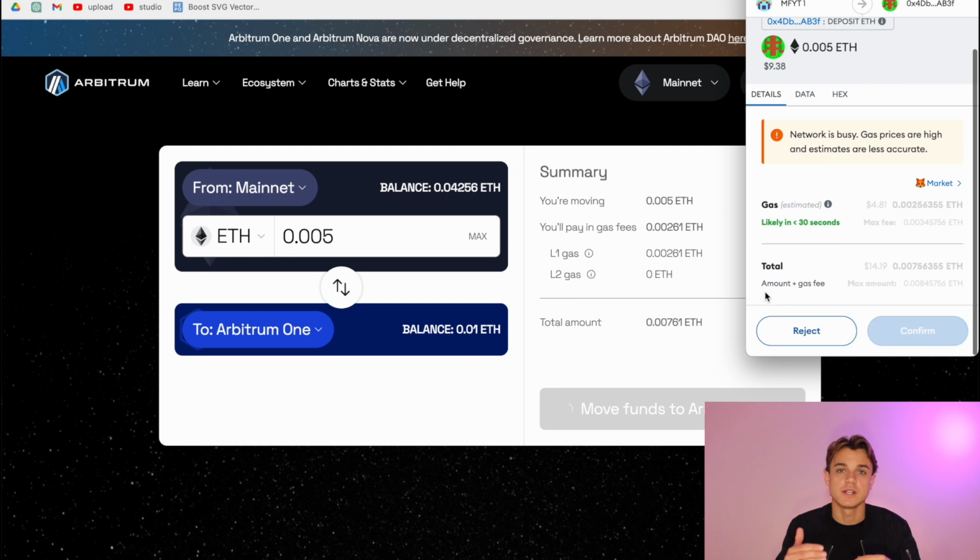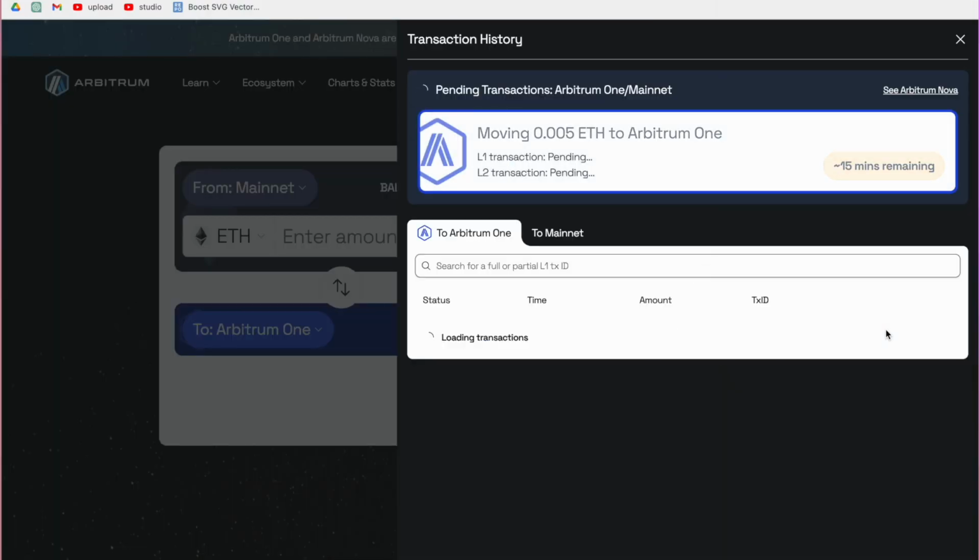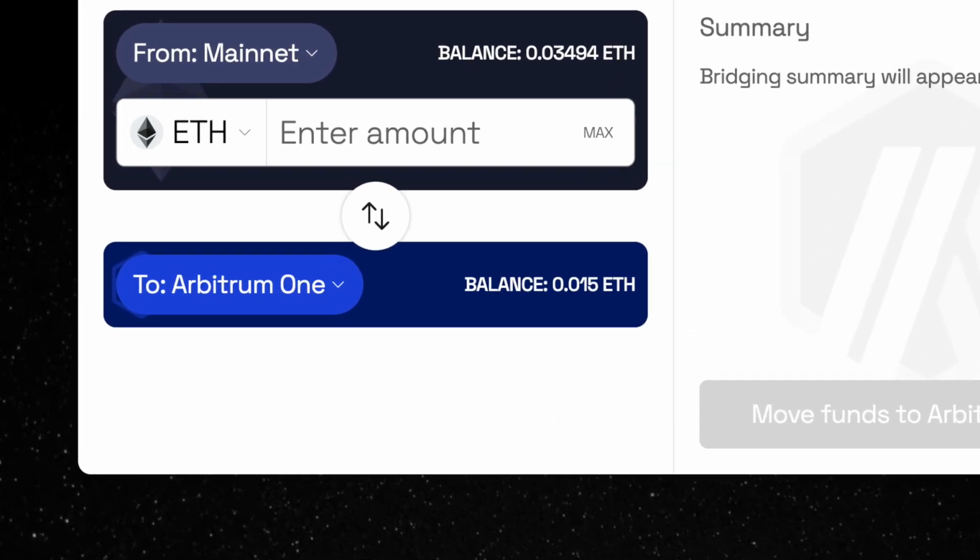We'll confirm this transaction in our Ethereum wallet. We'll pay that gas fee. The gas fee is, again, the price of the computation required to move your assets from Ethereum to Arbitrum. Then we're just going to have to wait for this transaction to be confirmed. As soon as that's confirmed, you'll have access to your assets on the Arbitrum network.